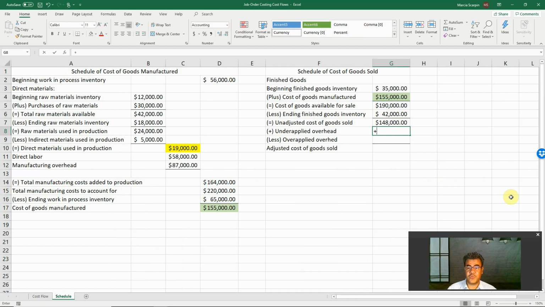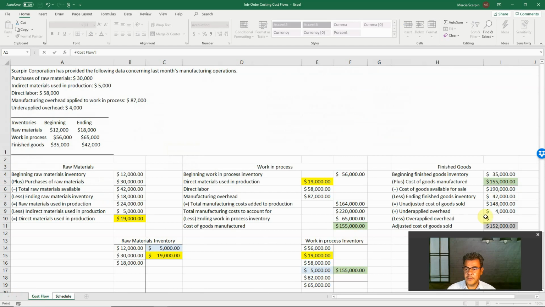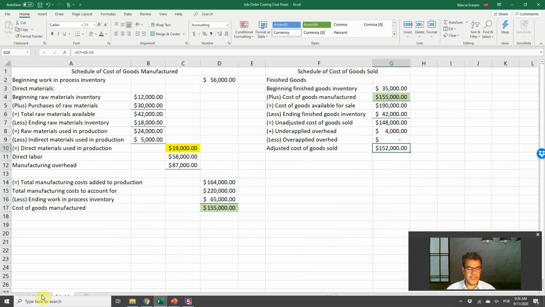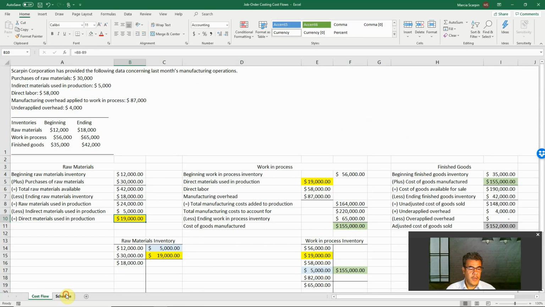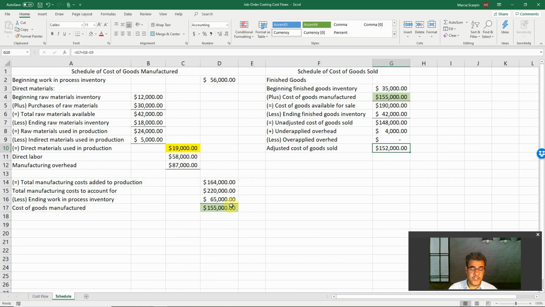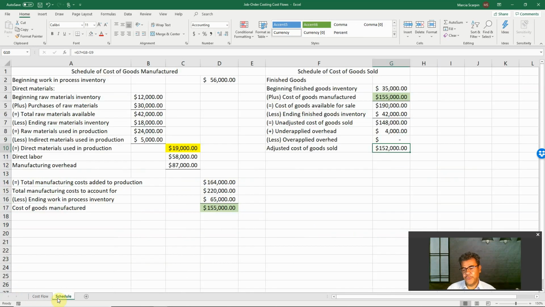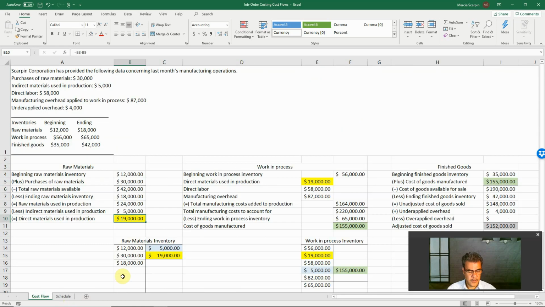So plus under applied, less over applied, nothing. Adjusted cost of goods sold, 148 plus 4 less nothing, 152. The same 152 here. Guys, this is the schedule for our managers. It is easier for them to look at. So we have both: cost flow for accounting, schedule for managers.